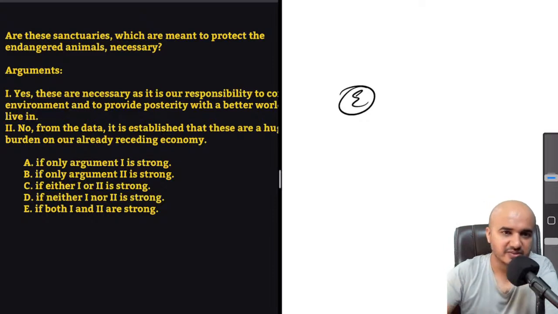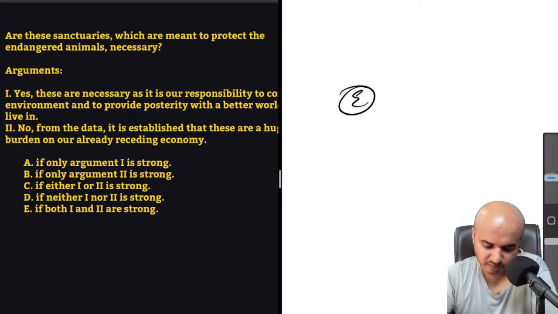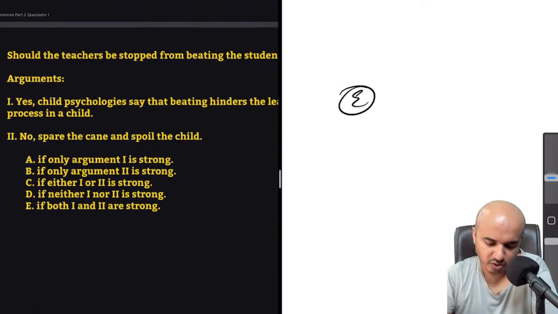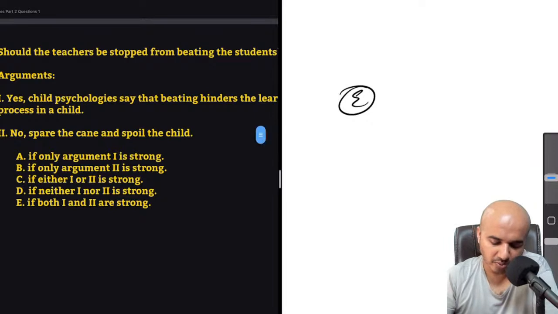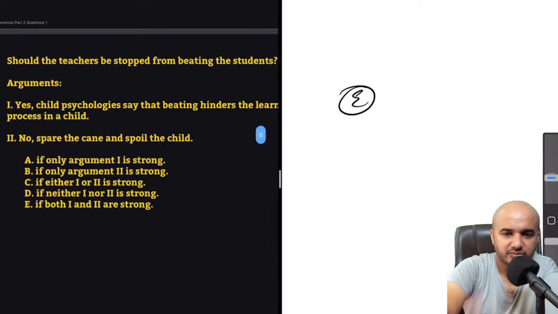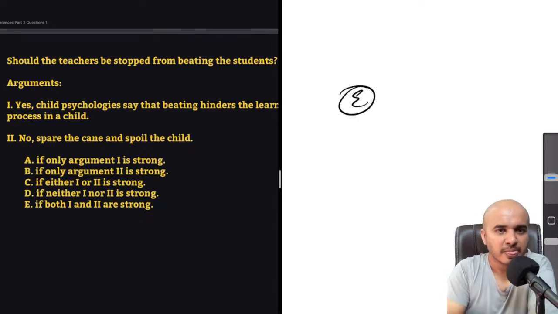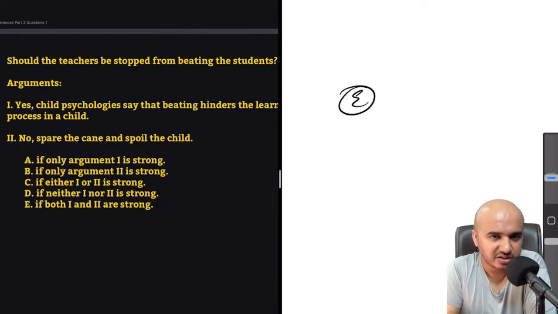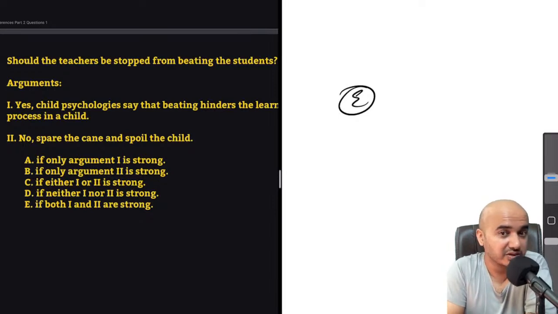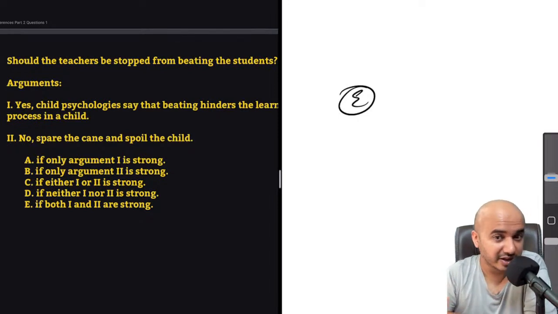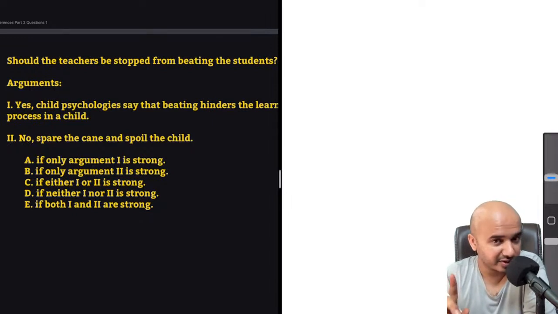So I hope it makes sense. Let's move on to the next one. Should the teachers be stopped from beating the students? Interesting. It's an obvious answer, I thought. Of course, no one should hit the students. Let's look at the arguments. Yes, child psychologists say that beating hinders the learning process in a child. Just because you beat them doesn't mean that they will understand anything. In fact, it might work in the opposite manner, wherein because you have been hitting them, they may not actually understand everything properly. That is one argument.